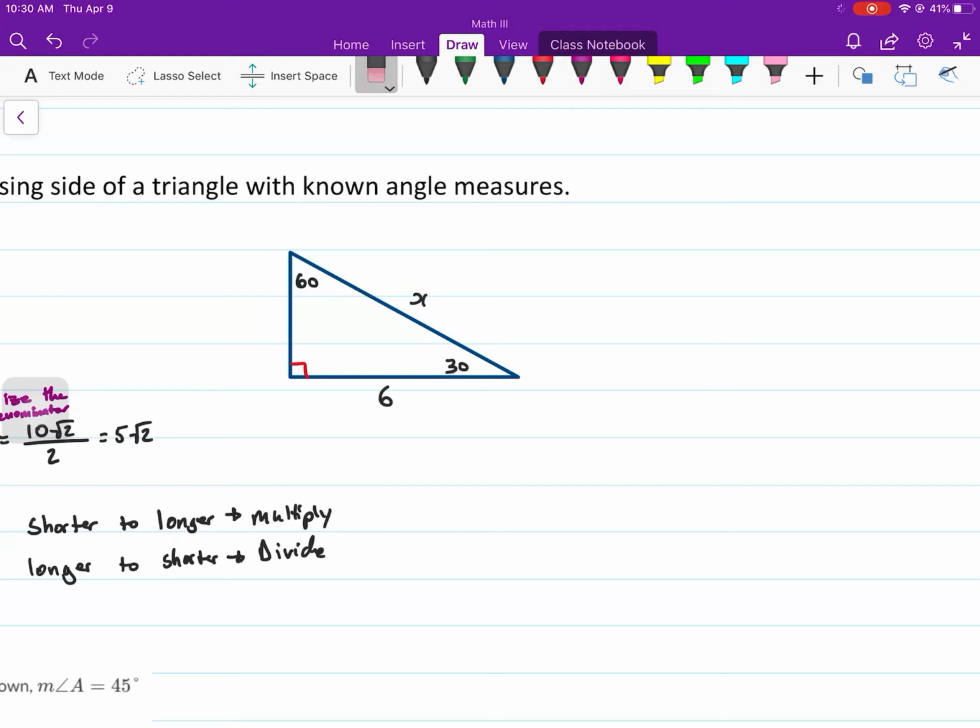Now, can we leave it like that? No. We've got to rationalize the denominator. Remember, we multiply by the square root of 3 over the square root of 3, which gives us 6 square root of 3 over 3, which becomes 2 square root of 3. So this, in other words, is 2 square root of 3.